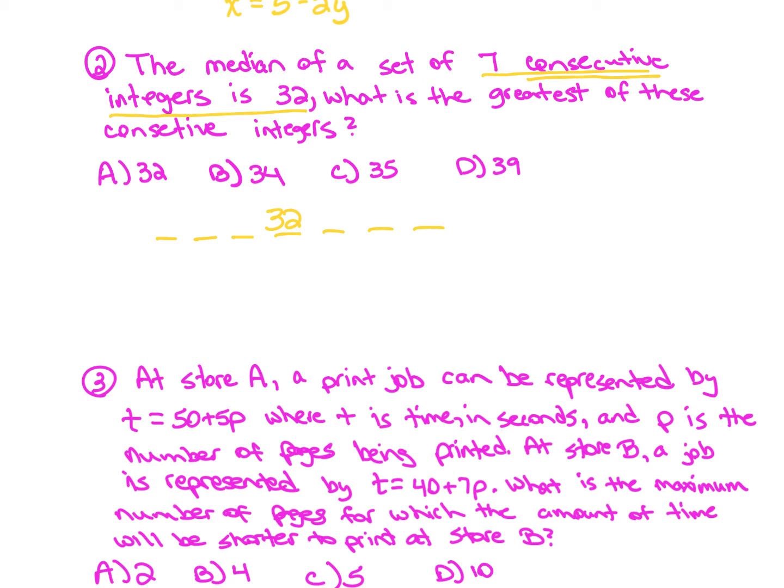Now, consecutive numbers are like 4, 5, 6, 7. Or 8, 9, 10, 11, 12, 13. So here, if we want consecutive numbers, to the left would be 31, 30, and 29, and to the right would have to be 33, 34, and 35. So they asked us what is the greatest of these consecutive integers, which would have to be 35. That's the greatest one we could possibly have.